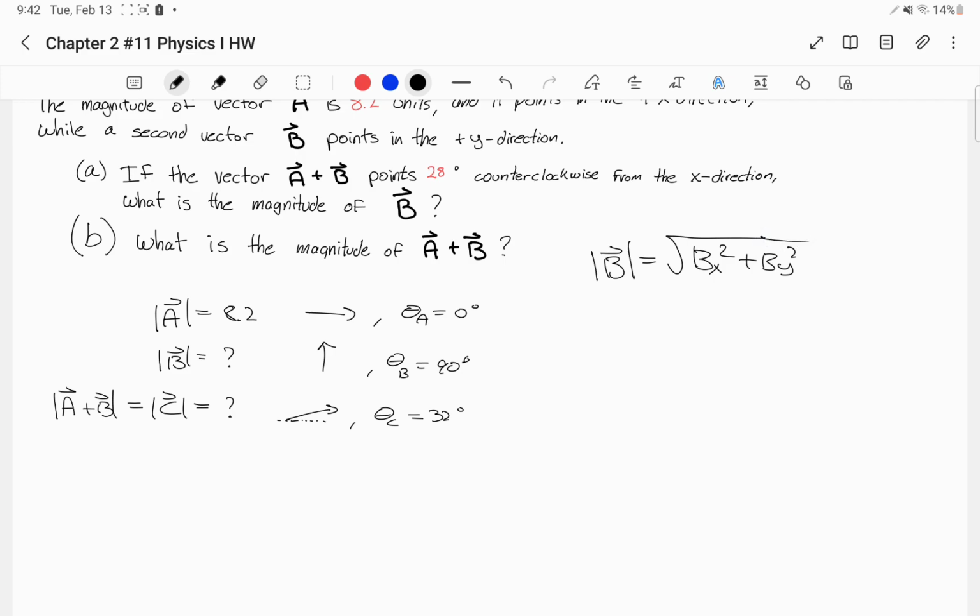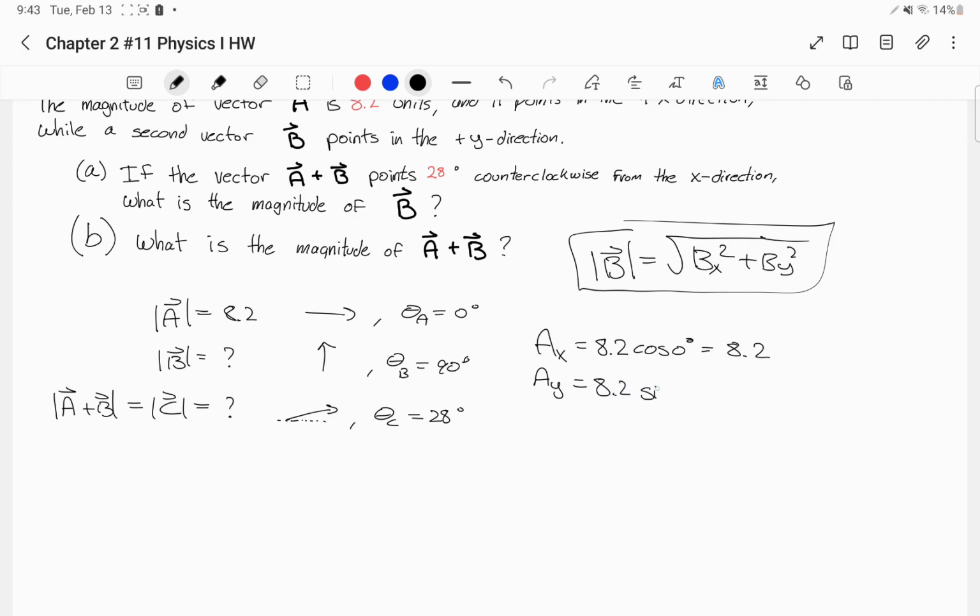So in order to find these, we need to find the x component of A. So we know that A sub x is going to equal 8.2, which is the magnitude, times cosine of 0 degrees, which is just going to yield 8.2. I apologize, that's 28 degrees. And we know that the y component of A is going to be 8.2 times sine of 0 degrees, which is just going to yield 0.